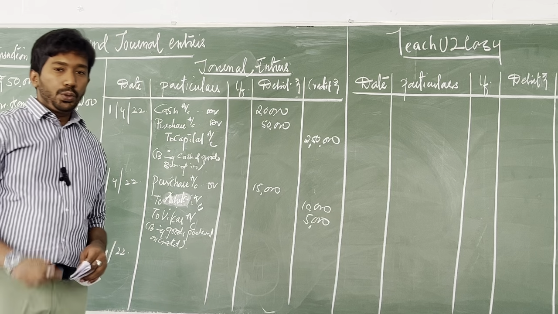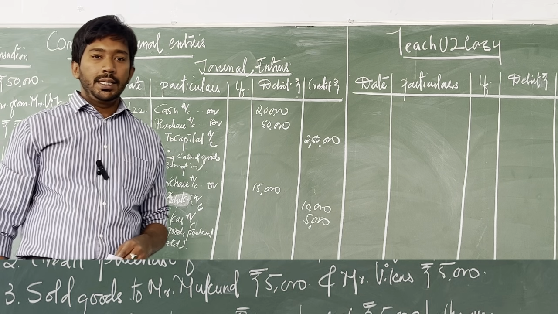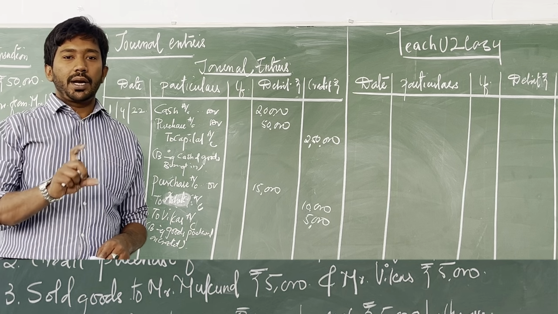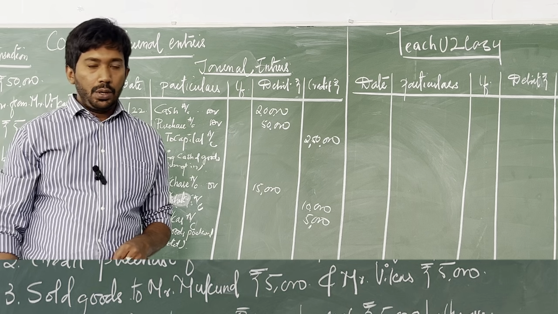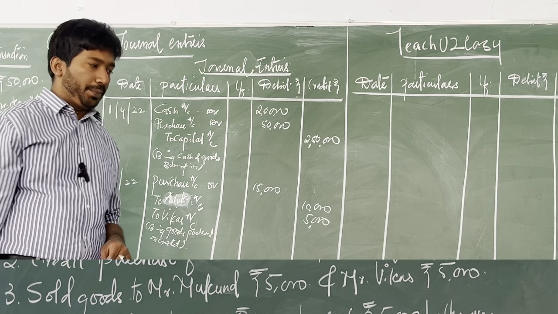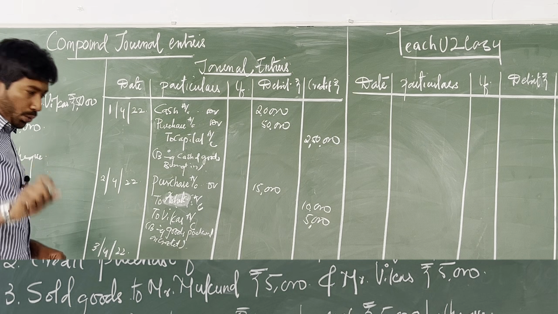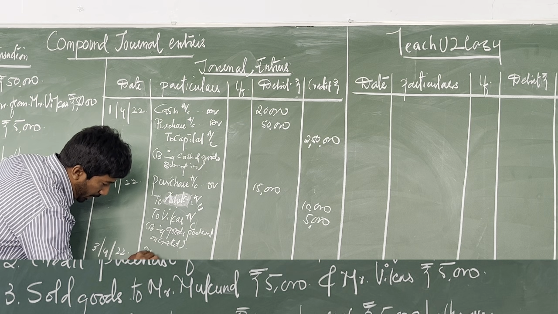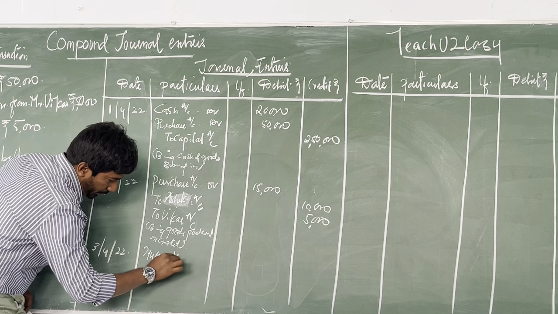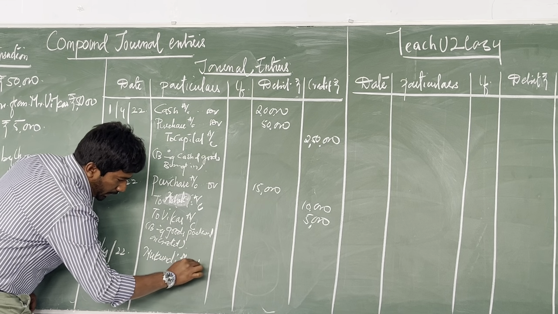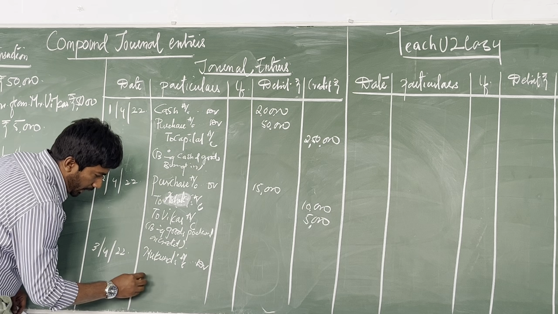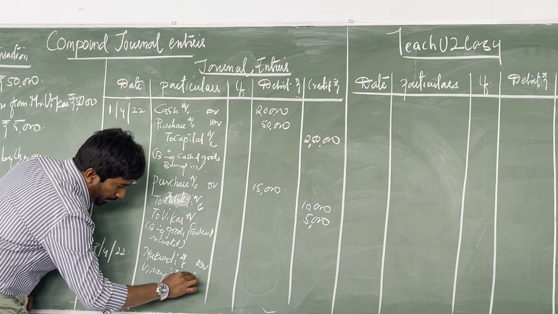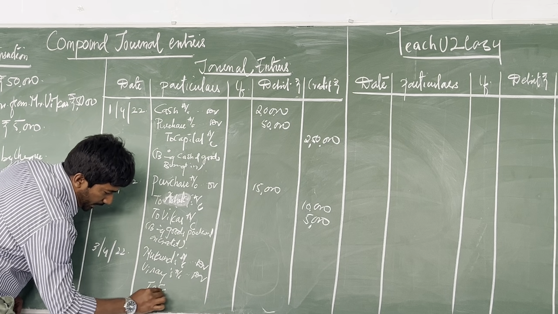Okay, so now what will we do? What is the normal entry for sales? Cash account debit to sales account. And now when you have a credit transaction, we will write Mr. X's account debit to sales account. So here we have a compound entry, we have two people, so we will write both debtors' names. So here first, Mukund's account debit, then Vinay's account debit to sales account.